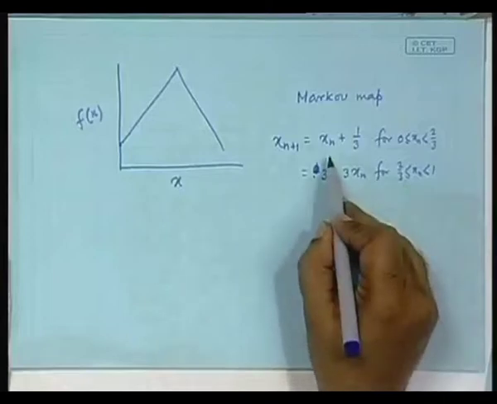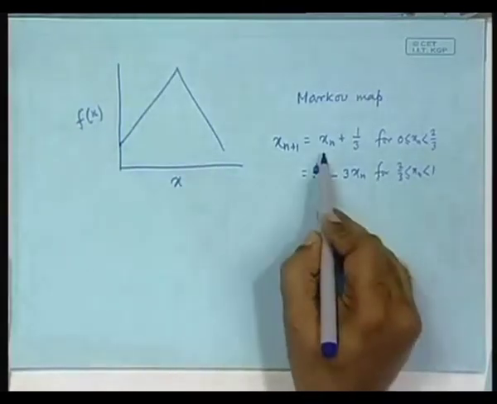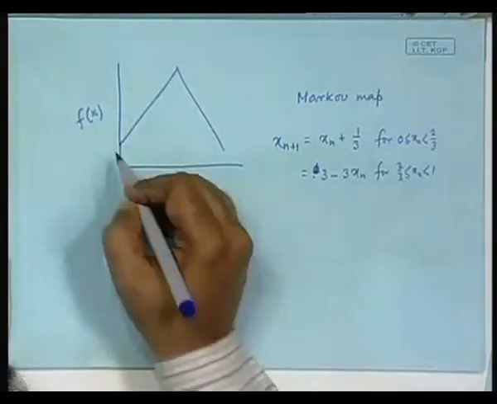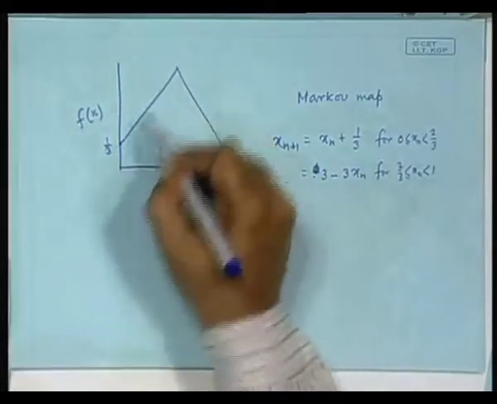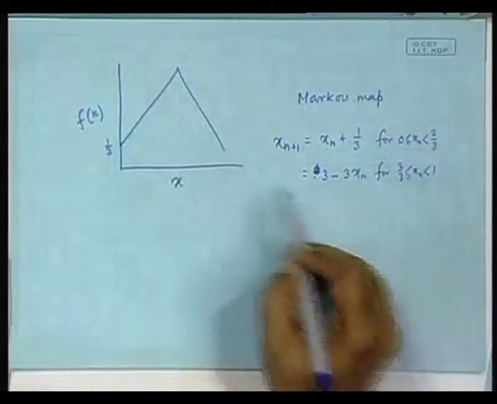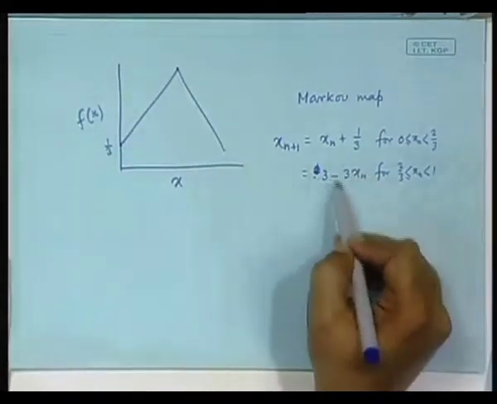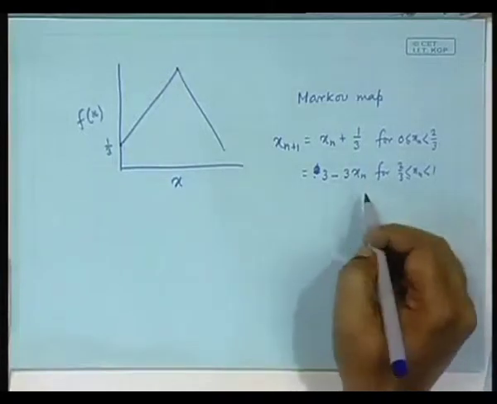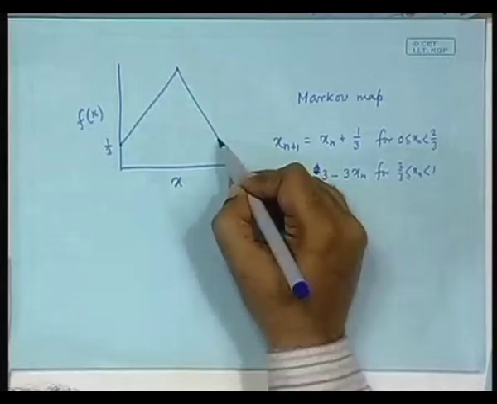So, it is something like this, the way I have drawn actually. So, this is x n plus 1/3. So, this is 1/3 plus x n. So, the slope is unity, it reaches this point, and then what is this part? When x n is equal to 1, it reaches 0. So, it reaches 0.